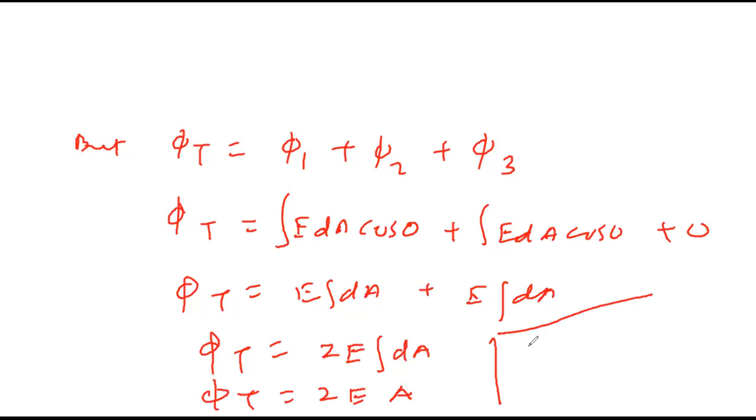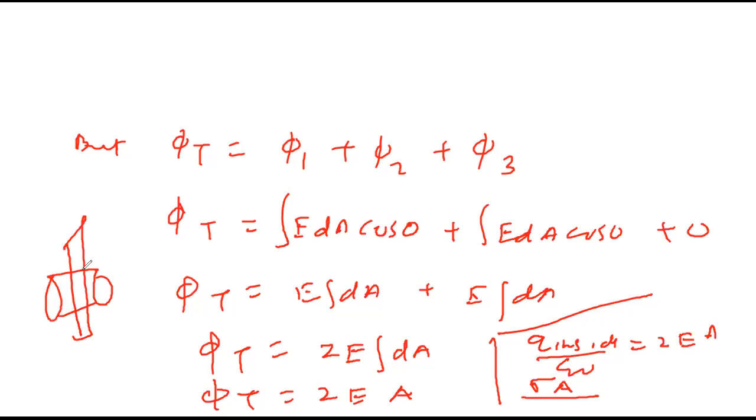Therefore you get Q inside upon epsilon naught equals 2E into area A. Q inside is nothing but sigma into total area A. Correct? Yes. So this is the area, E into its area, and the same for us, Q inside upon epsilon naught equals 2EA. A I can cancel. So we get E equals sigma upon 2 epsilon naught.